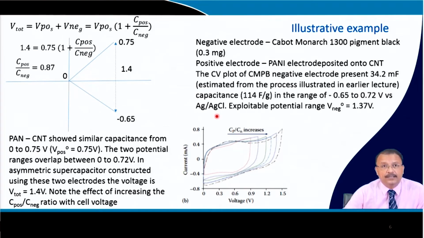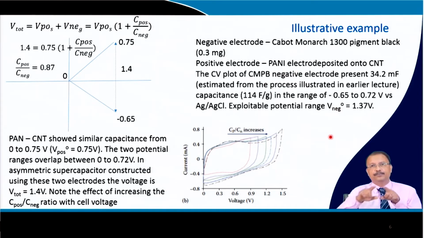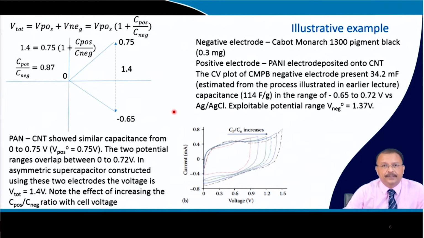And the other one, the negative part, as you know that if one electrode is getting charged, the other electrode is getting discharged. So, for the other electrode, this Cabot pigment, the range is minus 0.65 to 0.72. So, minus 0.65 to 0.72 is the range for the negative material, that is a carbonaceous material.